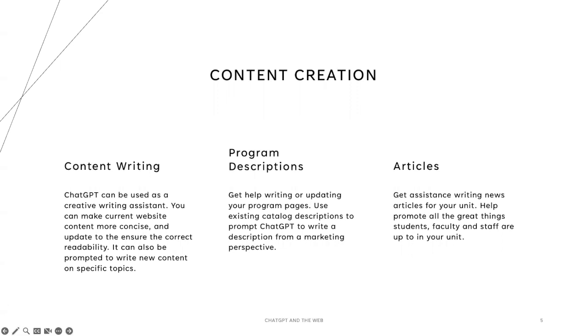It's great for writing program descriptions and updating program pages. You can use existing catalog descriptions to prompt ChatGPT to help write those descriptions from a marketing perspective. And it's also really great at assisting with writing news articles, as well as helping promote other great things that students, faculty, and staff are doing in your unit.